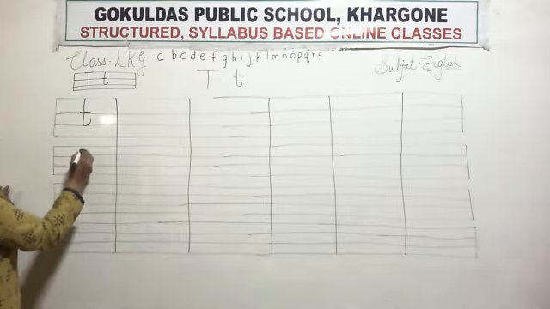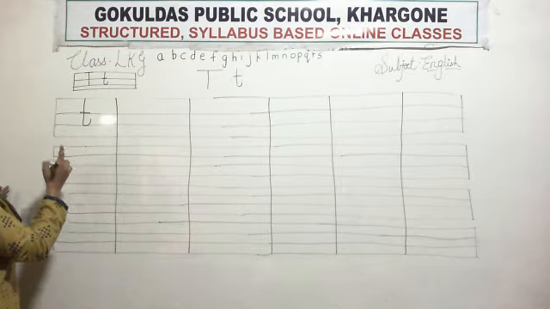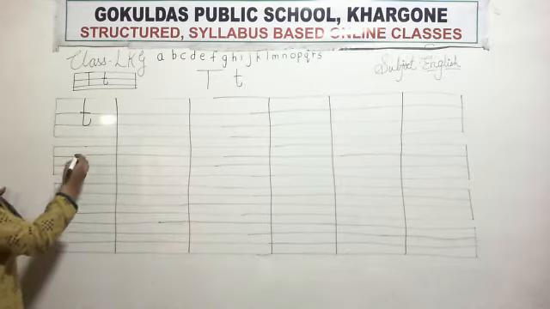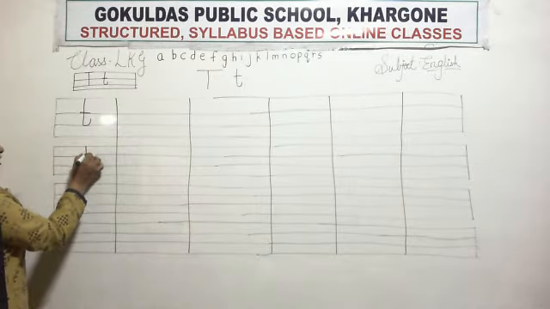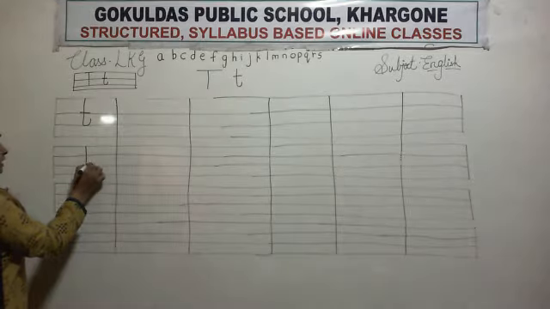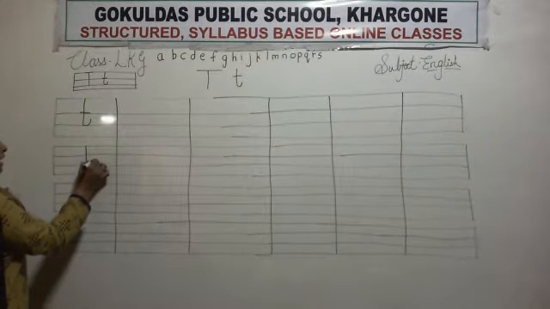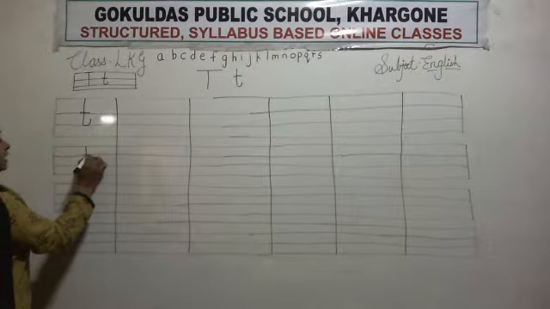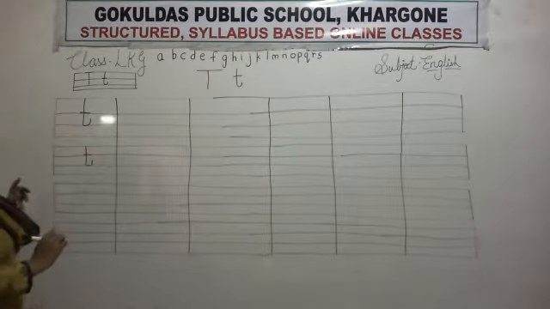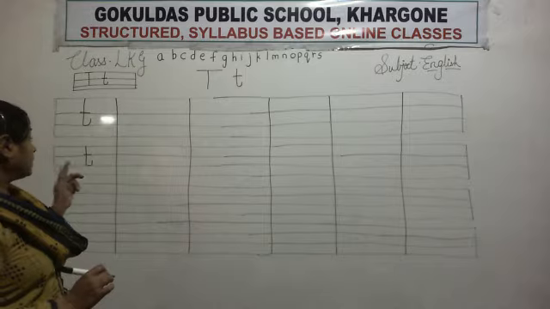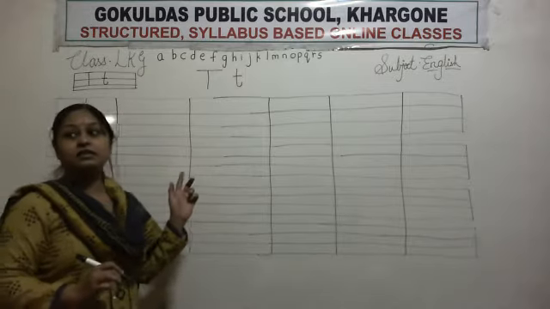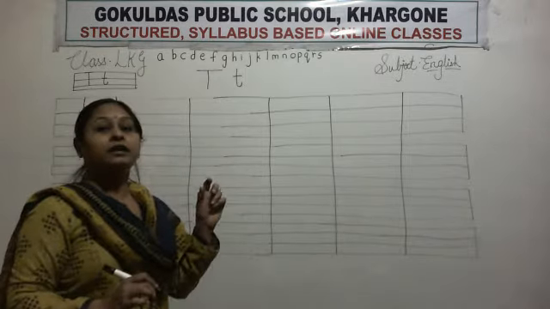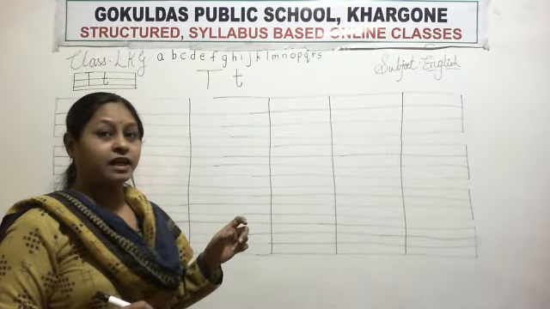So how will you write? Look here. You will start from the upper line, upper line to base line, a standing line. Then a curve on the base line and upside. After that, in the middle line you will write a sleeping line. So which letter is this? Letter t, small letter t. And the sound of t is t.